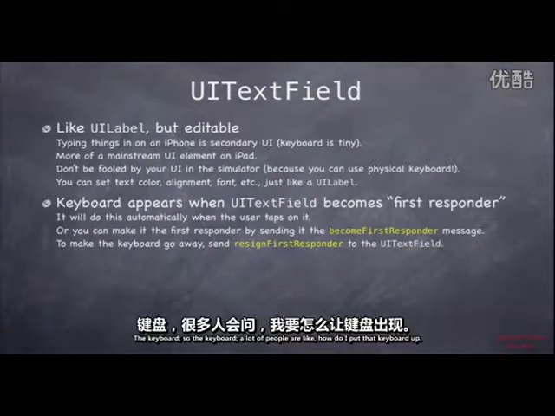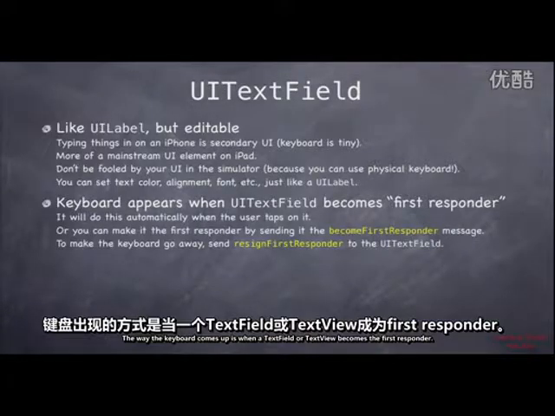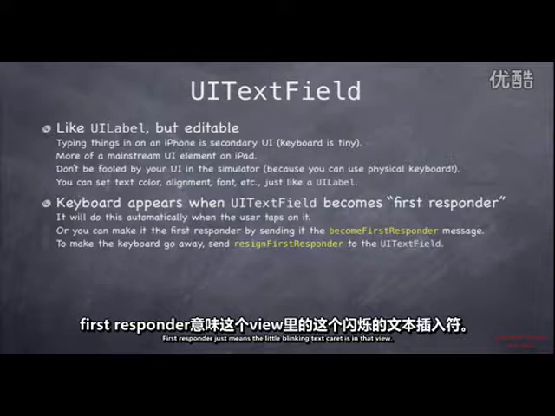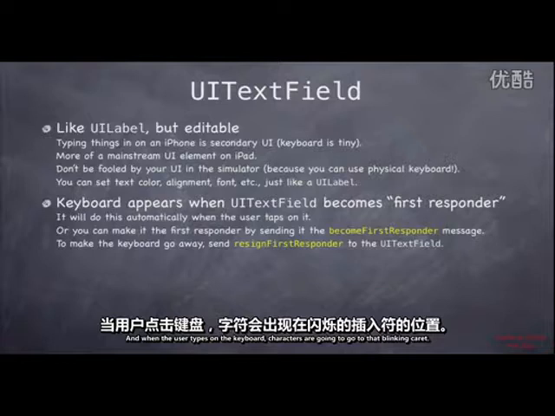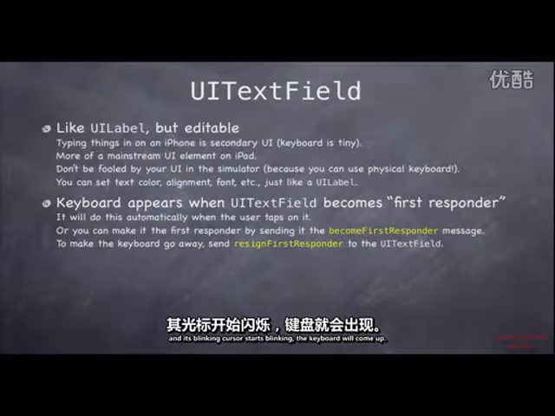The keyboard. A lot of people ask, how do I put that keyboard up? I want to call something to put the keyboard on screen. No, it doesn't work that way. The keyboard comes up when a text field or a text view becomes the first responder. First responder just means the little blinking text caret is in that view. And when the user types on the keyboard, characters are going to go to that blinking caret. So when any text field or text view becomes the first responder and its blinking cursor starts blinking, the keyboard will come up. Okay? Question?